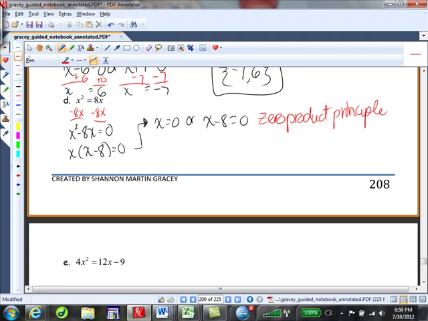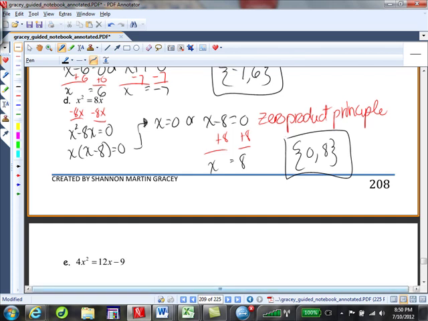And solving, the first one is already solved. To isolate x in the second one, we just need to add 8 to both sides, and we get an end result of either x is 0 or x is 8. Awesome.